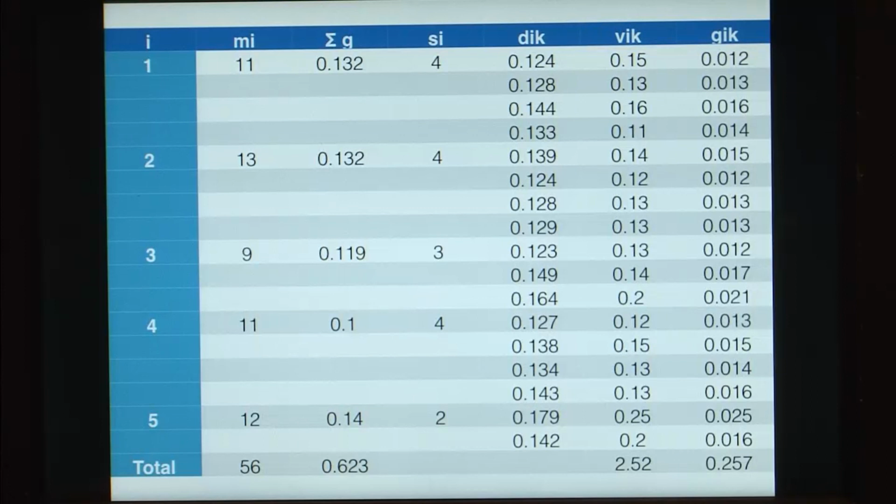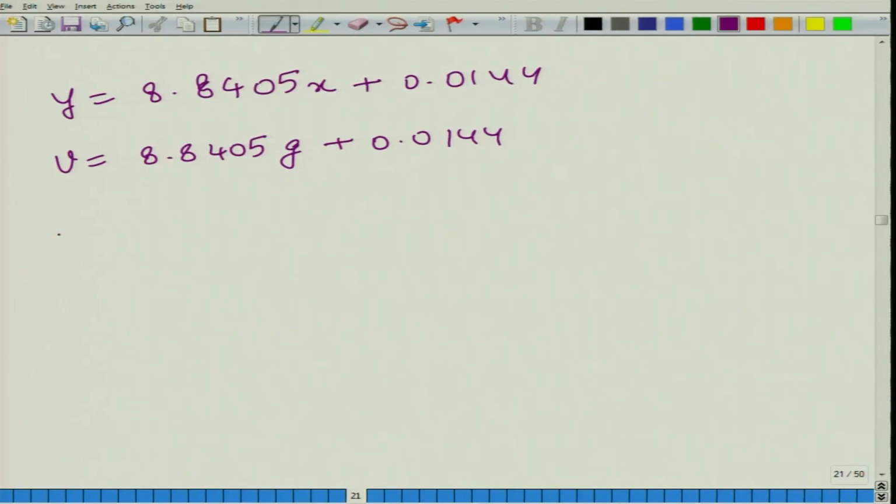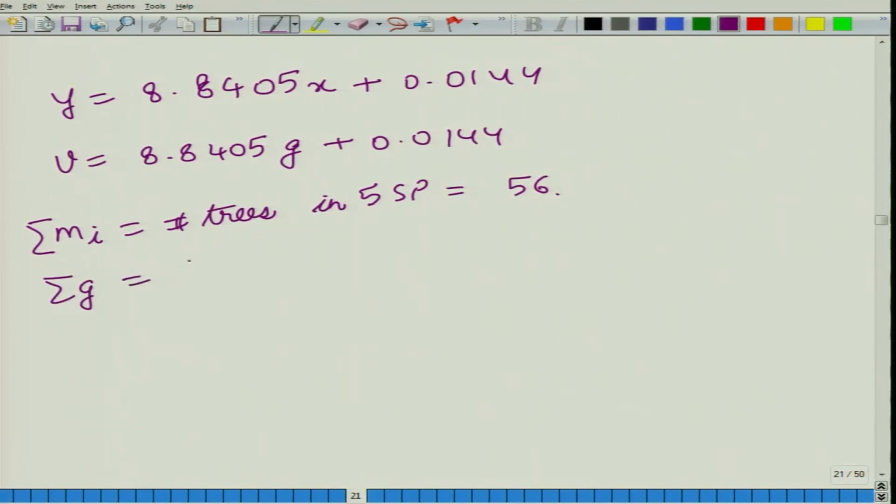Now, coming back to the tablet, we are given all the mi values. The sum of the mi values is the total number of trees in 5 sample plots, which is 56, and this is the total basal area of trees in 5 sample plots. We got it as 0.623 square meters.